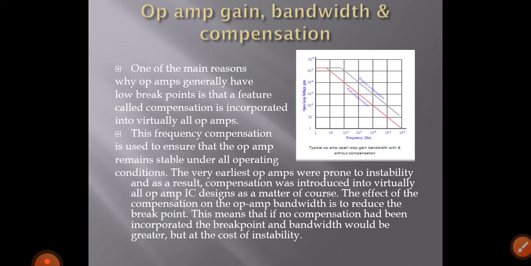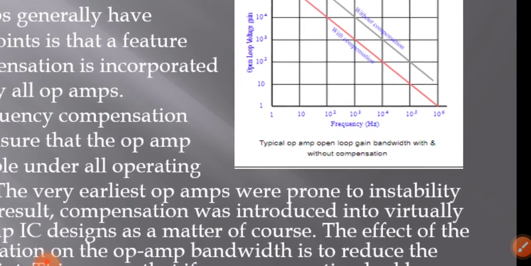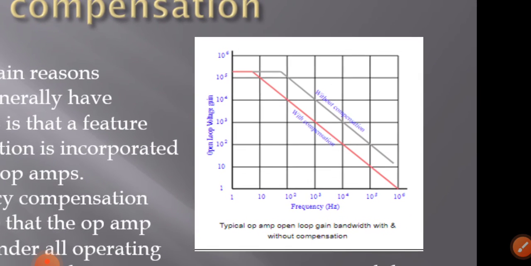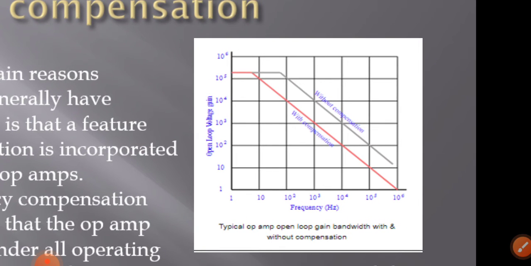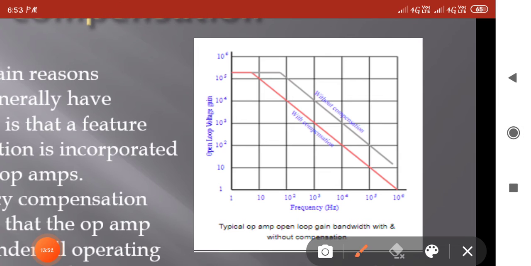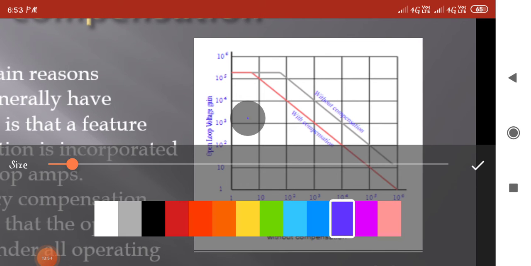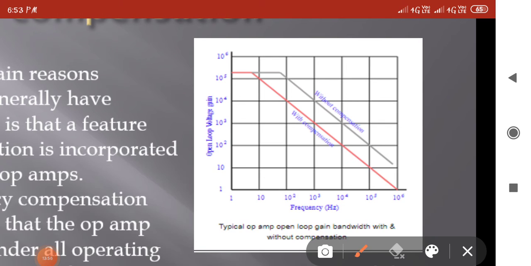Op-amp gain, bandwidth and compensation. How it is there in this graph, we have to see that one. Before, we have seen the minus 3 dB. This red line is the minus 3 dB, and without compensation, how it is there.